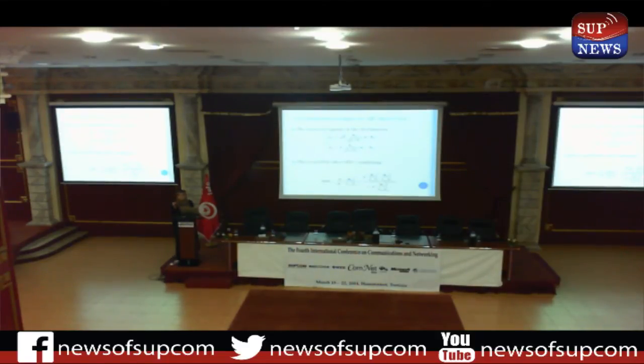So what about the decode and forward approach? Have you any idea on decode and forward? I choose the amplify and forward because it's more simple. In decode and forward, as we know, the relay must decode the signal before forwarding it to the destination. But in amplify and forward, the relay only amplifies the signal. So it's more simple. Okay. Thank you.